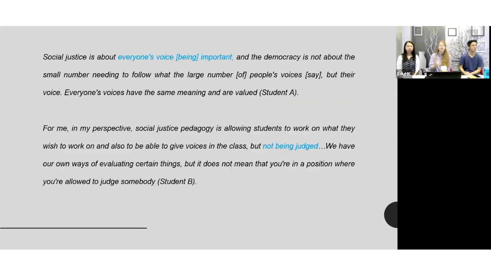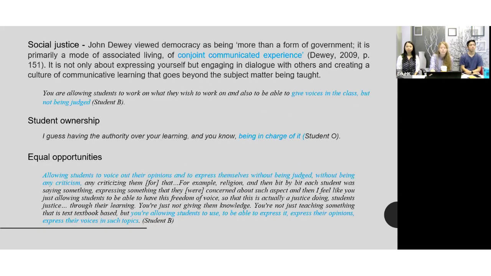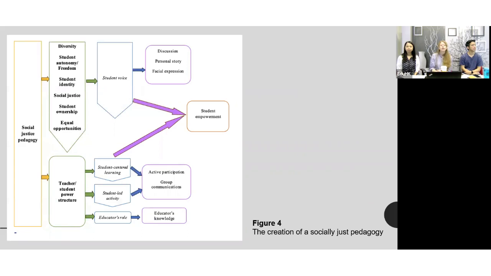So here, again, we've got some quotes from students. Everyone's voice is being important. Again, we can reference the John Dewey definition of democracy here. And again, for student B, it's about not being judged. So it's important to have that negative freedom as well. If we go back, the student voice generally occurred in the discussions, both in their small group discussion and then also in the classroom discussion.